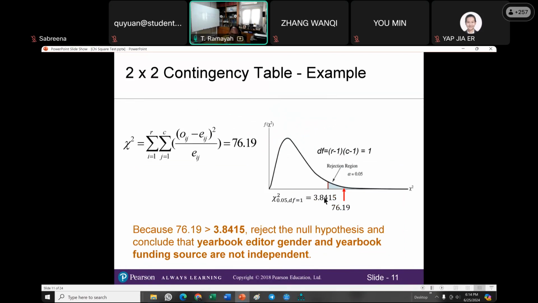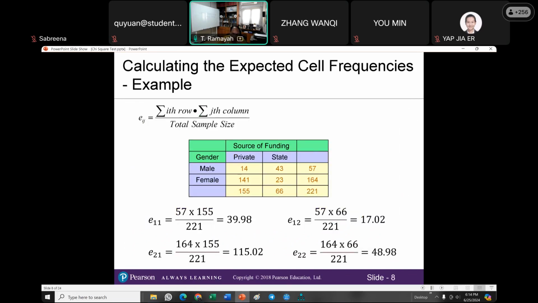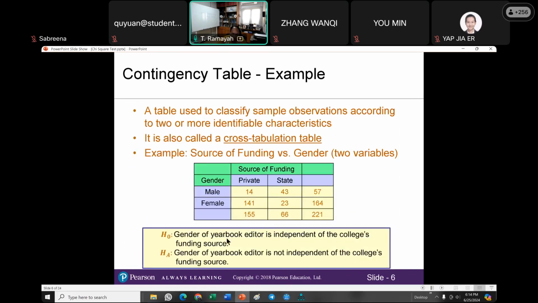3.8415. Anything smaller than this number, you accept the null. Anything greater than this number, you reject the null. Okay, so our null and alternative is here. Null says the two variables, which is gender and source of funding, is independent. The alternate says it is not independent.